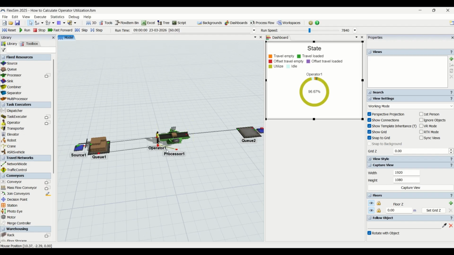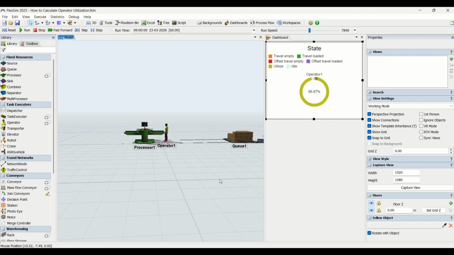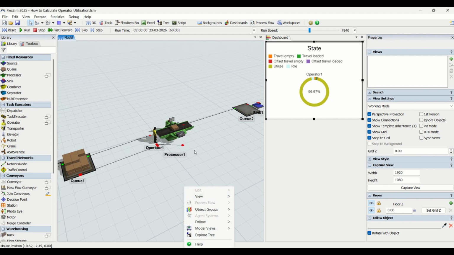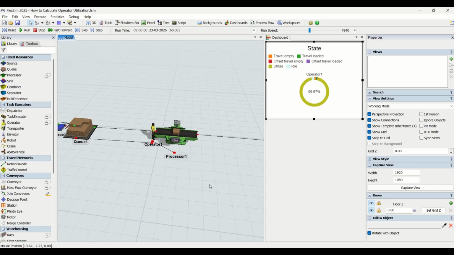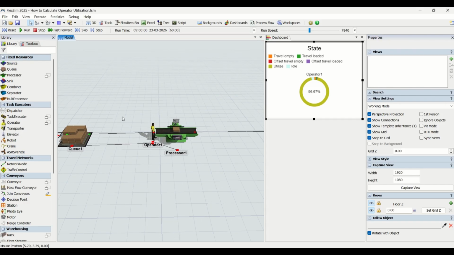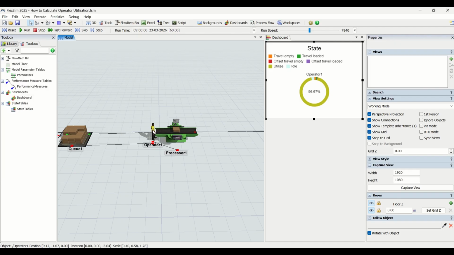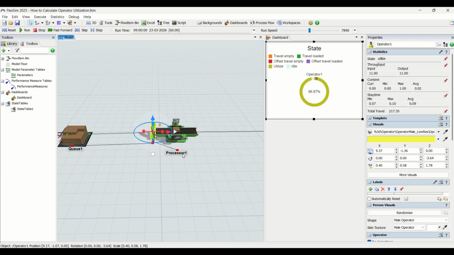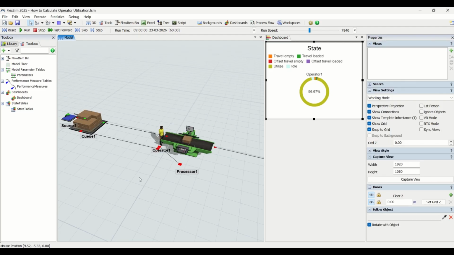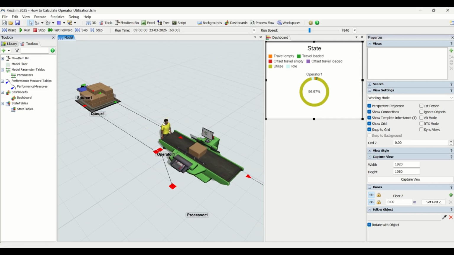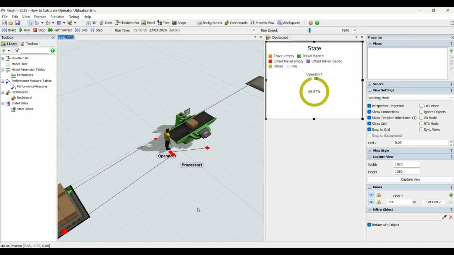What this means is that my operator is very much overutilized. So how are we going to ensure that the operator is utilized to the maximum capacity which I want? What you can do is apply breakdowns to the operator, so it goes on breaks, and if you want a video on that, let me know. The other thing you can do is add failures to this operator, so that its utilization does not go beyond 80% or 85% or whatever you want to keep.